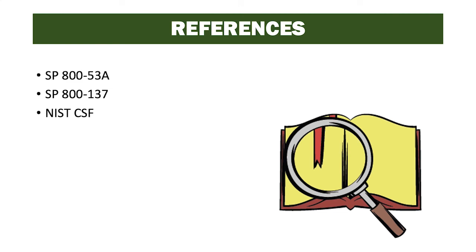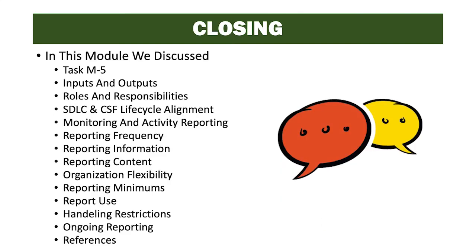References for this task include Special Publication 800-53A and Special Publication 800-137, as well as the NIST Cybersecurity Framework. In this module, we discussed Task M5, its inputs, outputs, roles and responsibilities, SDLC and CSF lifecycle alignment, monitoring and activity reporting, reporting frequency, reporting information, reporting content, organizational flexibility, reporting minimums, report use, handling restrictions, ongoing reporting, and references.